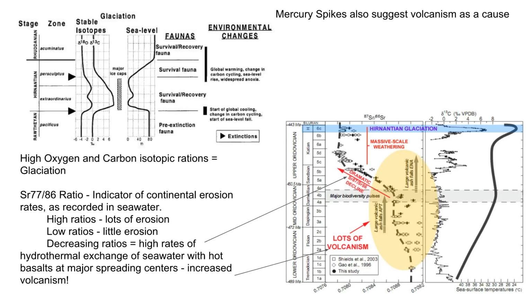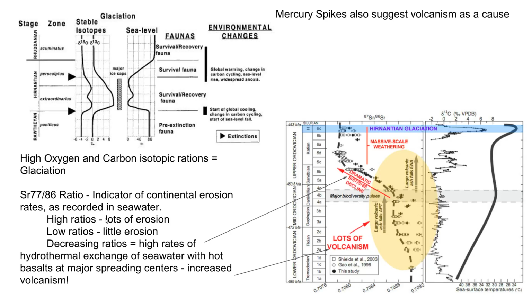It turns out that at the end of the Ordovician, we have evidence for a number of things going on. Here again is your pre-extinction fauna, your survival recovery fauna, the survival fauna, and so forth. This is going back to the extinction curves from several slides ago. When we look at the isotopic ratios, they're high for oxygen and carbon during that time, indicating some sort of glacial action happening.